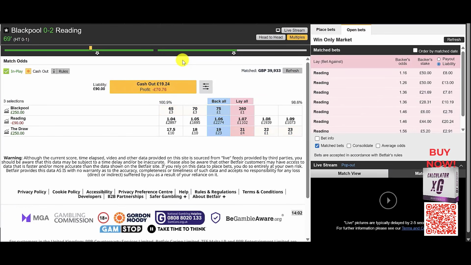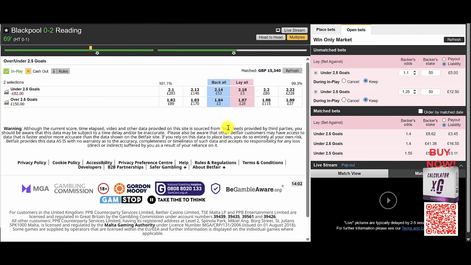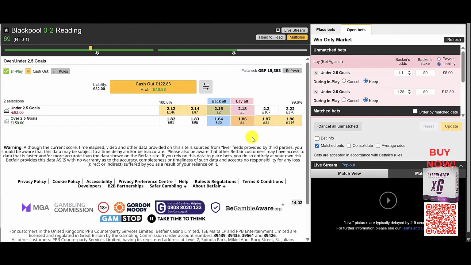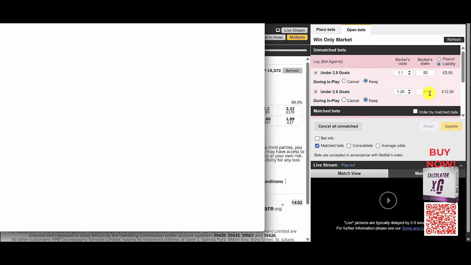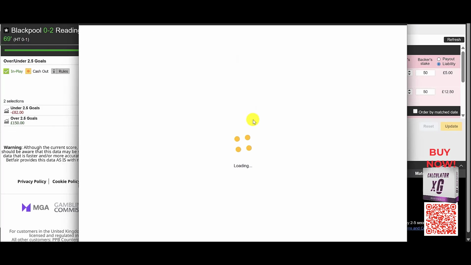We've had a goal. It has not gone the way that we really wanted it to come. Okay, so we were expecting a goal. We ideally wanted it to go to Blackpool. It's actually Reading who have doubled the lead here, 2-0. So obviously we're staring down the barrel of a loss on the match odds market, but we were involved on the goal markets. Let's see how that one went. And very, very close. We were very close to getting at least that lay order matched, which would have made a huge difference to this.